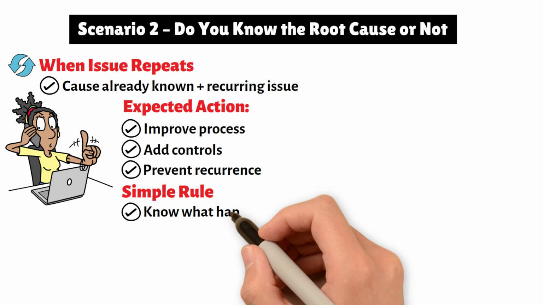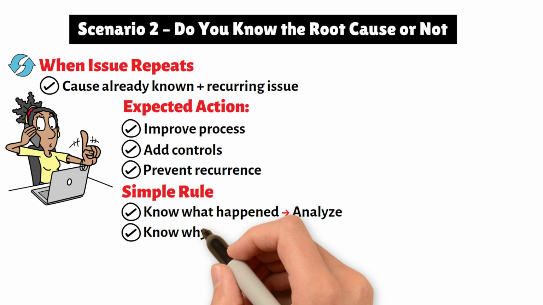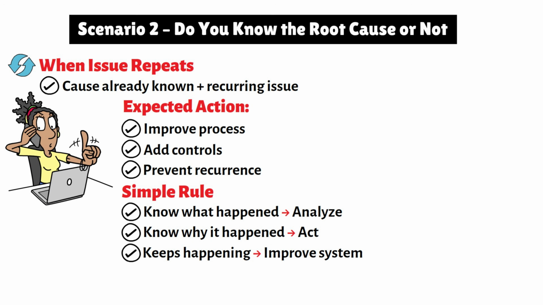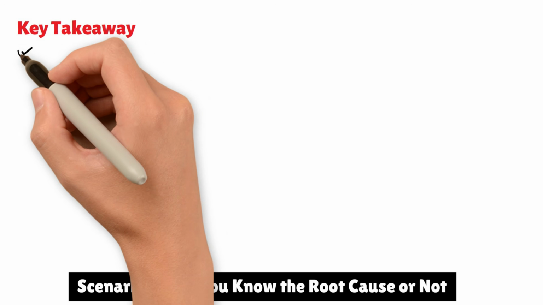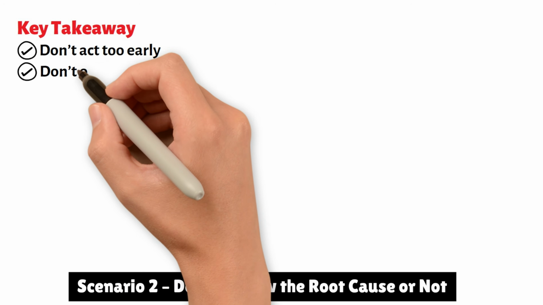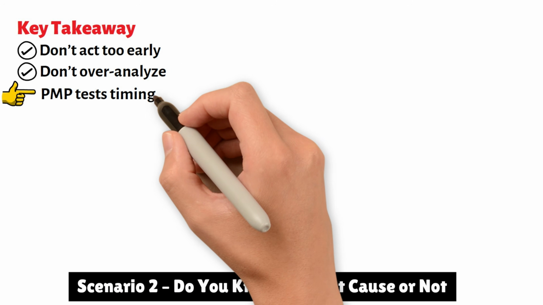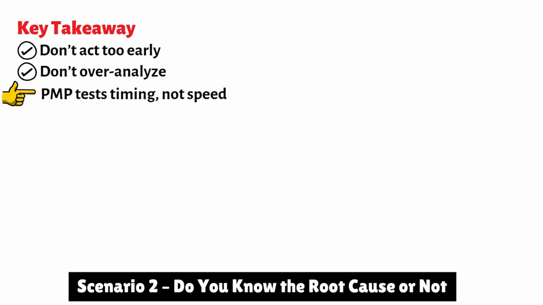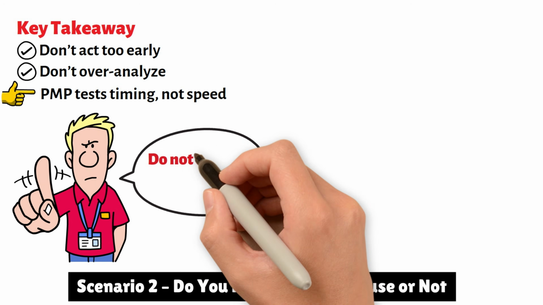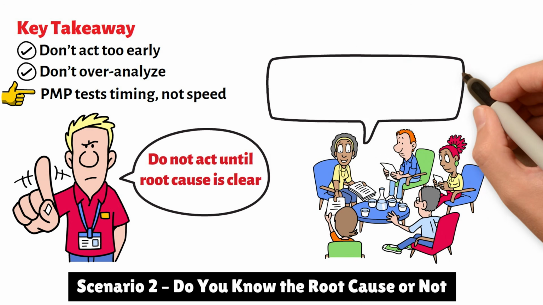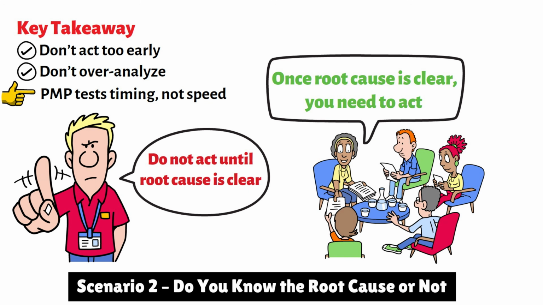If you only know what happened, then analyze. If you know why it happened, then act. If it keeps happening, then improve the system. Most mistakes happen because students act too early or keep analyzing for too long. The PMP exam rewards correct timing, not fast action. So do not act until the root cause is clear. And once it is clear, do not keep analyzing. You need to act and improve the system.